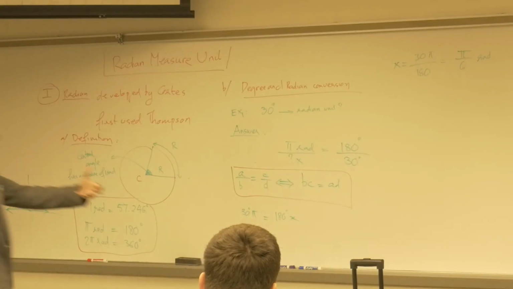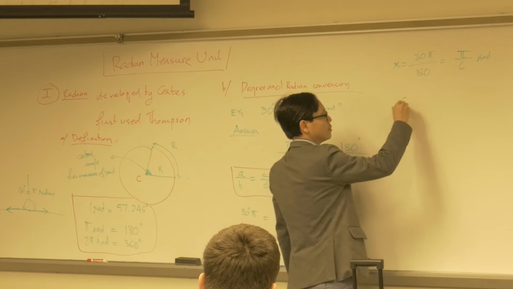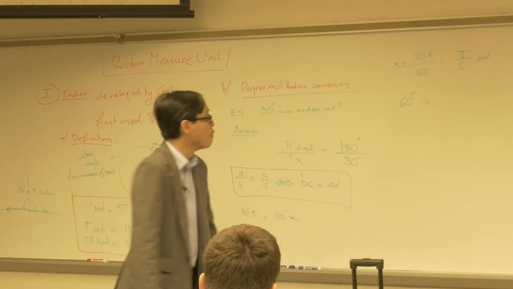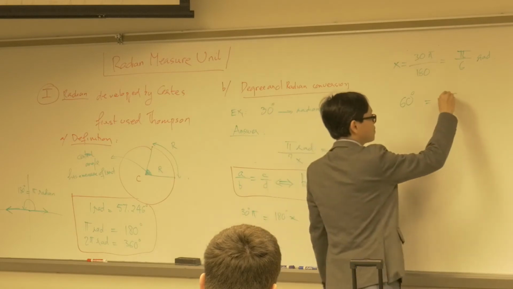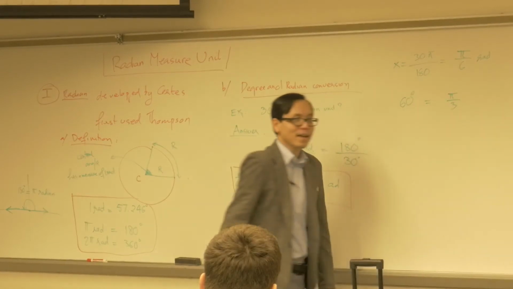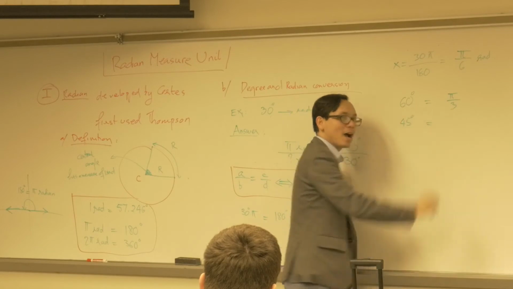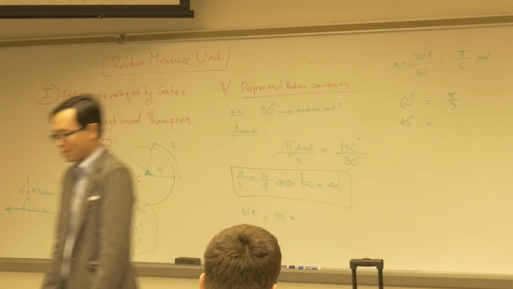And you can do the same for 60 degrees. 60 degrees is the same as pi over 3. And you can do the same for 45 degrees. It will be pi over 4.